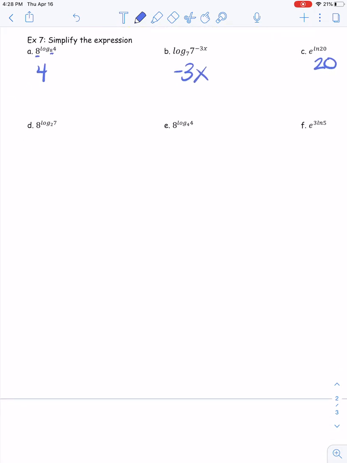In part D, we're going to have to do a little bit of work first because my base here and my base here are technically not the same number, but I know that I can write 8 in another way using the same base of 2. Well, how do I do that? 8 is 2 to the third power. Well, that 8 is being raised to the log base 2 of 7. What happens when we raise a power to a power? We multiply the powers. So this is really 3 times log base 2 of 7.